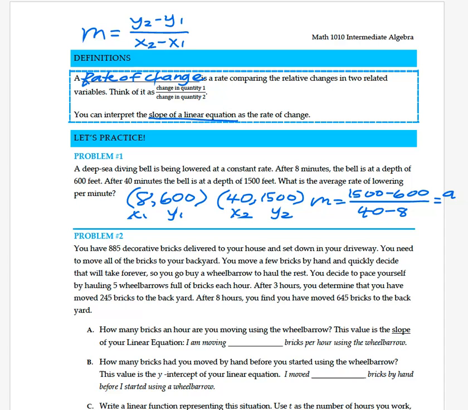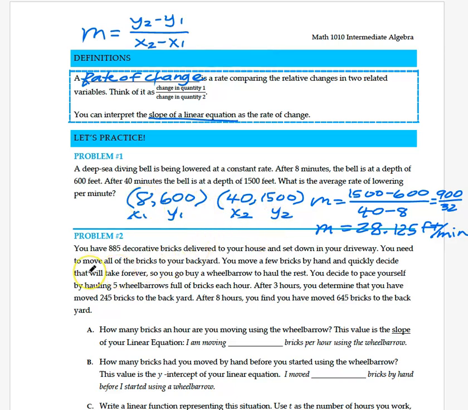And then on the bottom, we get 32. Let's see if I can get it written in here. And then we just need to divide that out to be able to determine that average rate of change on this. And so if you divide that out, we get m equals 28.125 feet per minute. Okay. So that's what we need to do to find these when it's asking for the average rate of change.